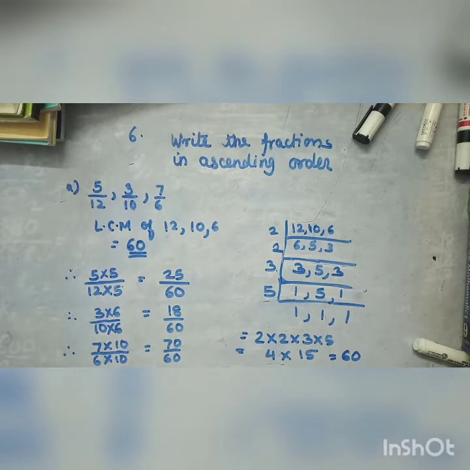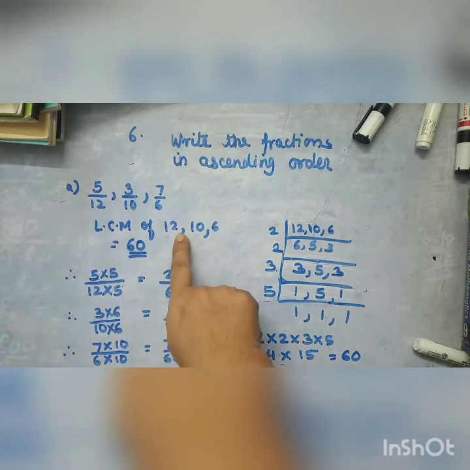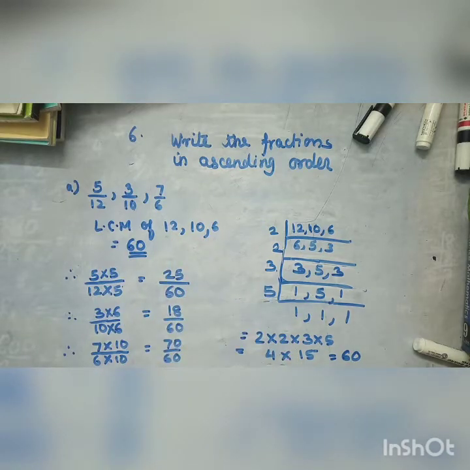Now we have moved to the sixth problem of exercise 5.2, where you need to arrange the fractions in ascending order. You have seen that I have already written the fractional numbers for you. So this is 5 upon 12, 3 upon 10 and 7 upon 6. Now as per our method, or our rule, we have to take the LCM of the denominators. You have seen I have written 12, 10 and 6 as the denominators, and I have to calculate the LCM.